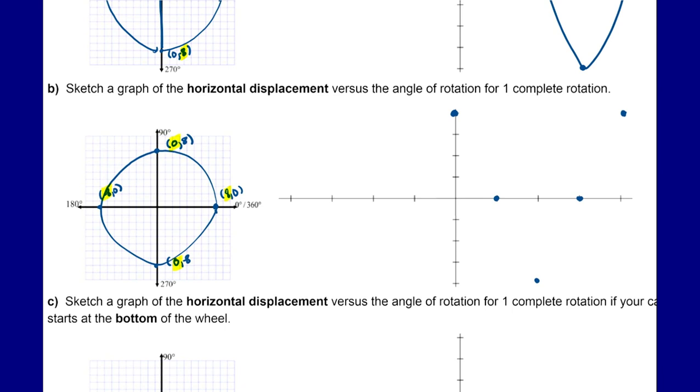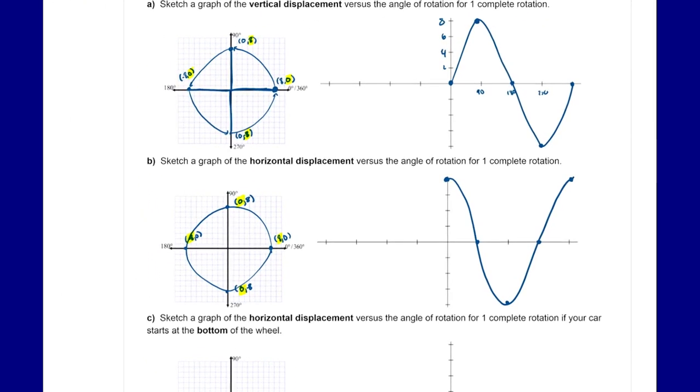So if I sketch that, quickly join my points, I get a cosine function. So again, cosine function representing the horizontal displacement and the sine function representing the vertical displacement.